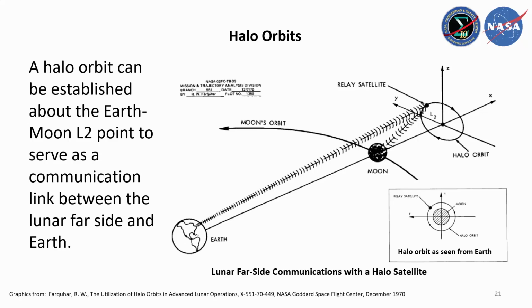A halo orbit can be established about the Earth-Moon L2 Lagrange point and is a prime location for a communication satellite link between the lunar far side and Earth. A spacecraft orbiting this point in space will always be in view of both the lunar far side and Earth, as shown in the figure.